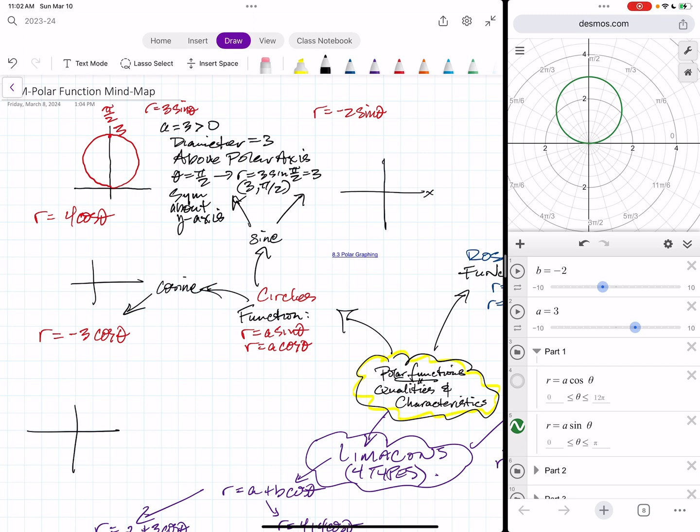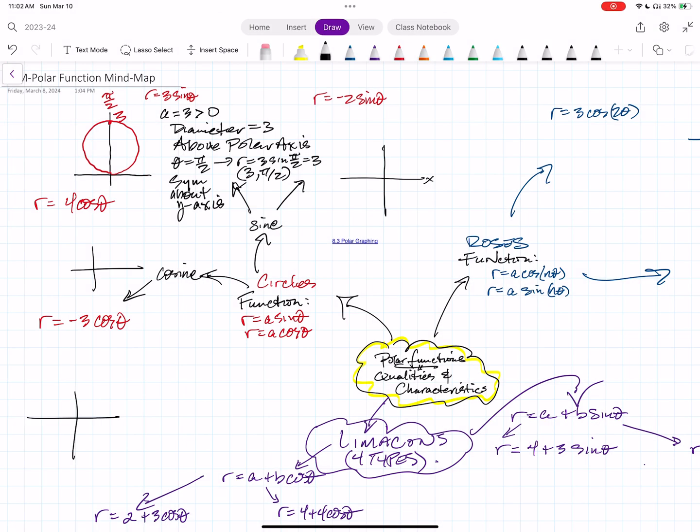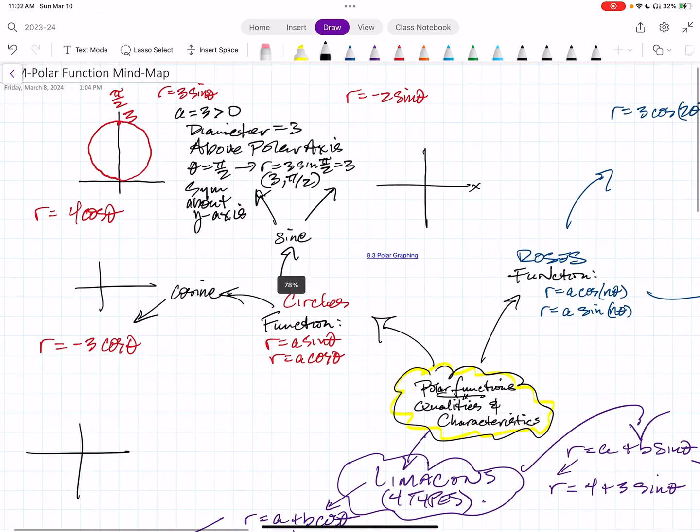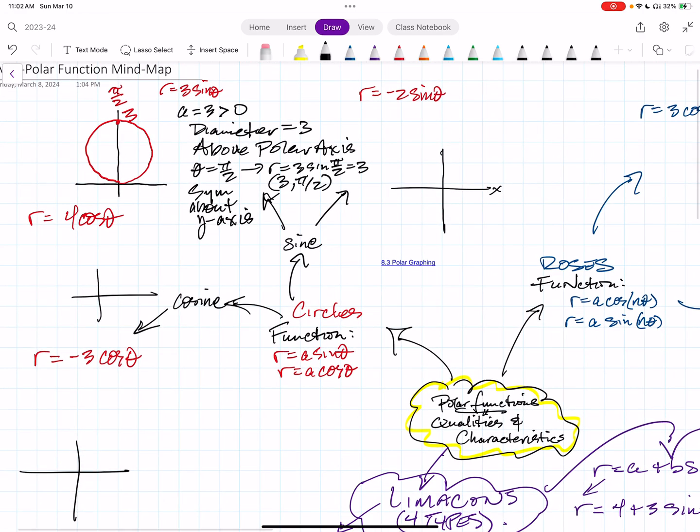Now what's going on in the next one, r equals negative 2 sine theta? We've got similar things going on. It's still symmetric about the y-axis, but this time it's below. So a is negative 2, which tells me that it's less than 0, and it tells me that the circle lives below the polar axis.